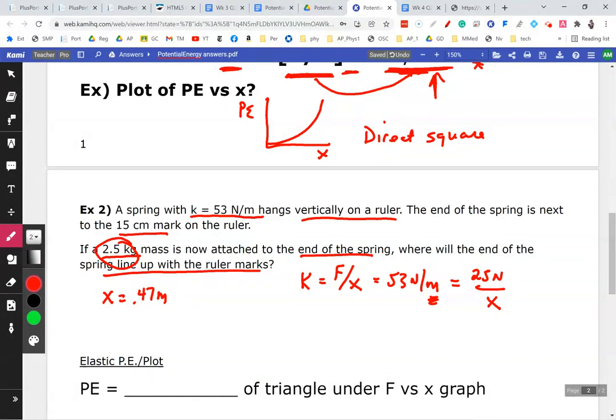It says, where will the end of the spring line up? Well, the spring starts at the 15 centimeter mark, and 15 centimeters is 0.15 meters. When you add it all together, you get 0.62 meters. That's where the end of the spring is, because it started here, and here's the stretch. So now the end of the spring will be at 0.62.